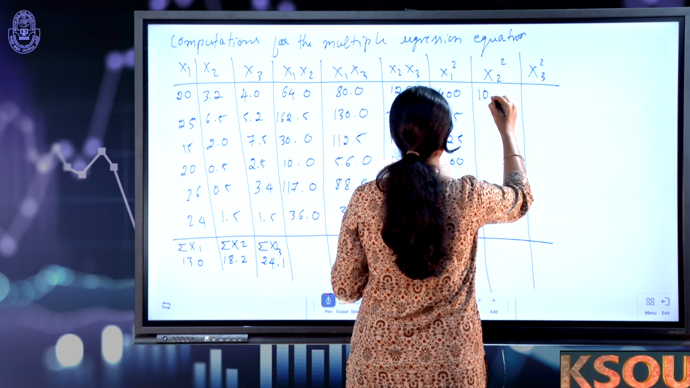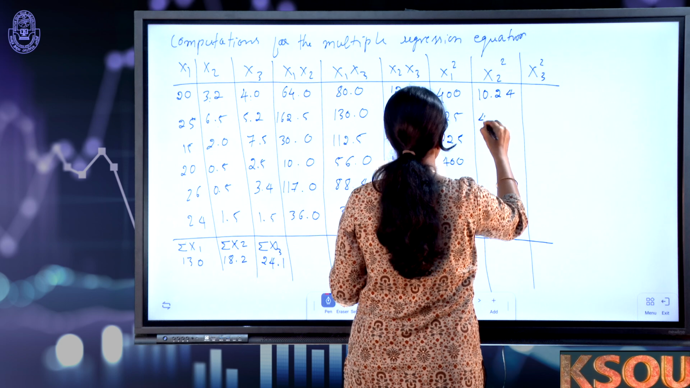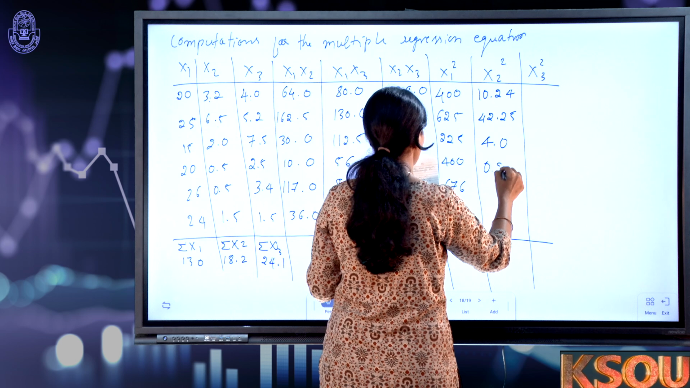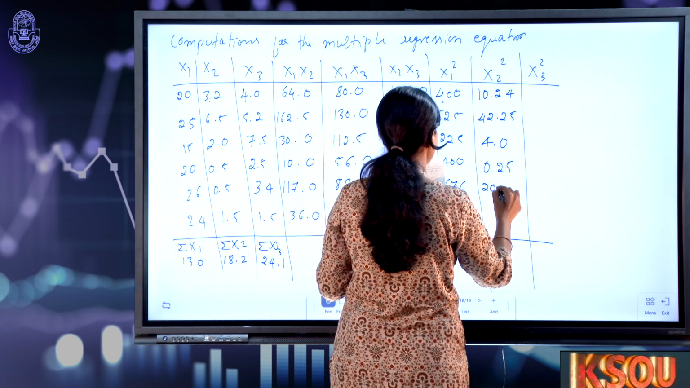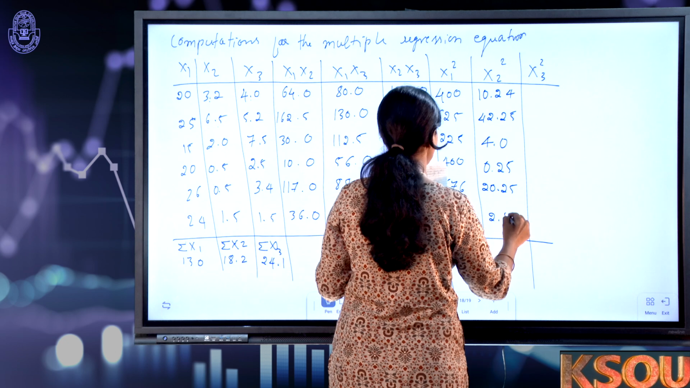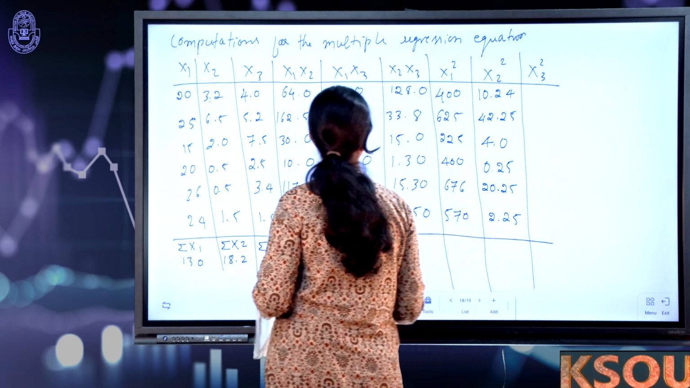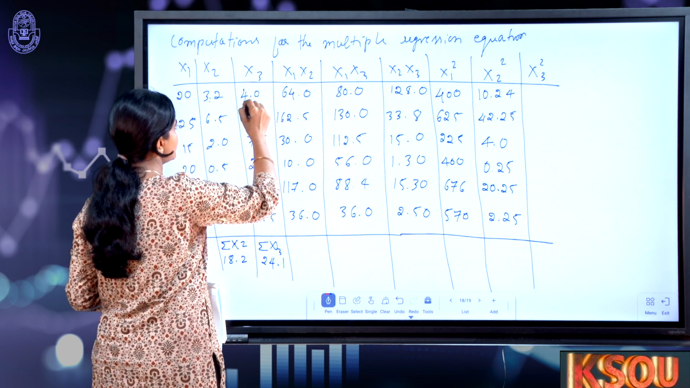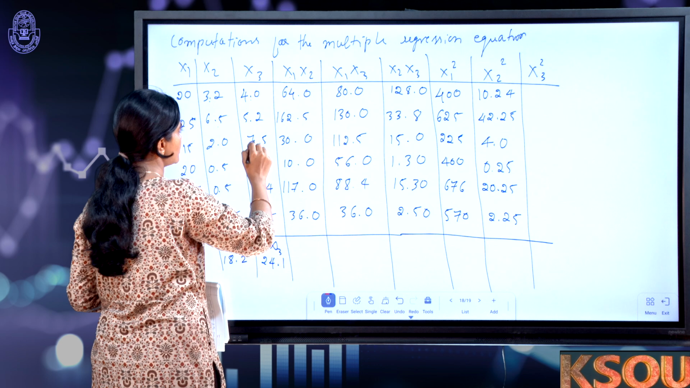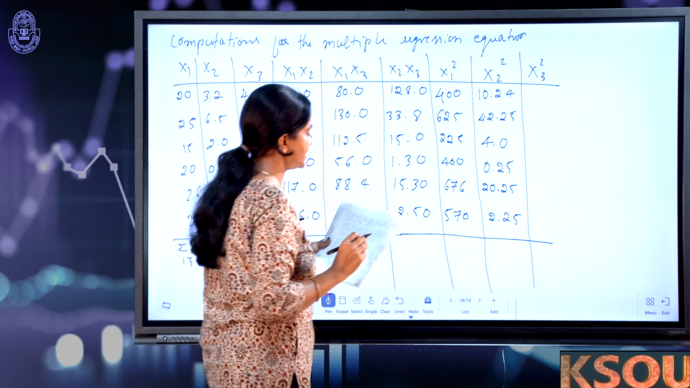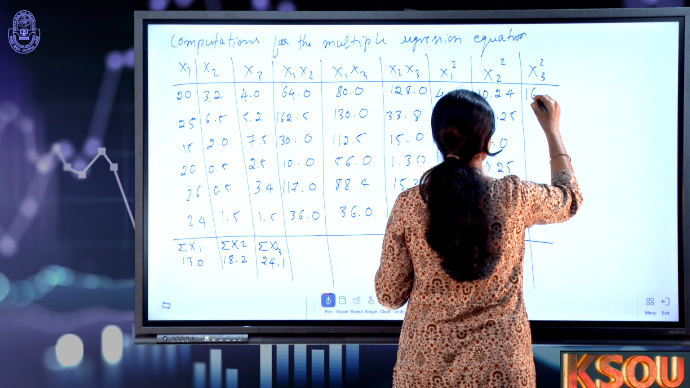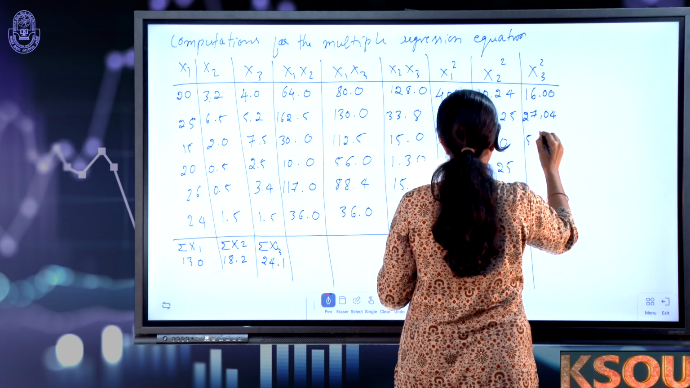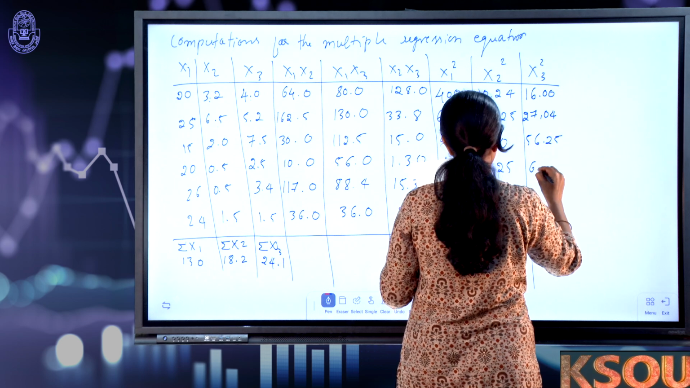Then you can take x2 square, that is 3.2 square, 6.5 square, 2.0 square, like that. You will get values like 10.24, 42.25, 4.0, 0.25, 20.25, 2.25. Then the last column, x3 square. You can take the square of this column, that is 4.0 square, 5.2 square, 7.5 square, like that. You will get values like 16.00, 27.04, 56.25, 6.25, 11.56, 2.25.